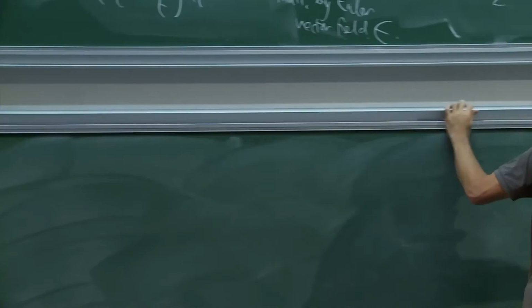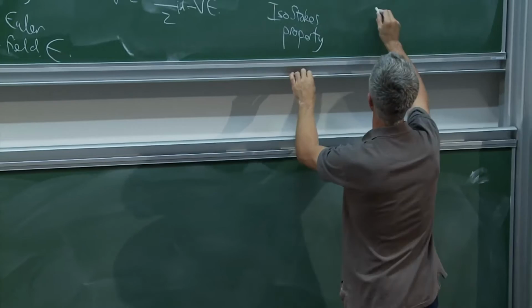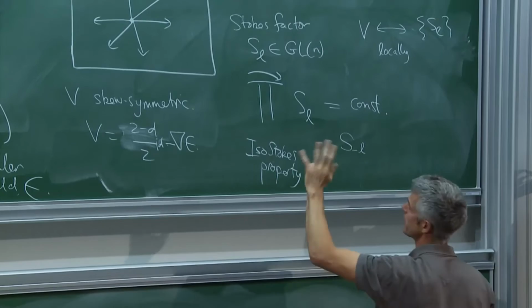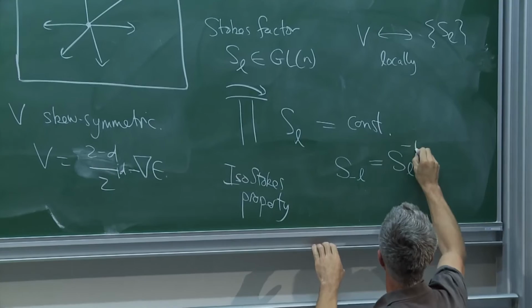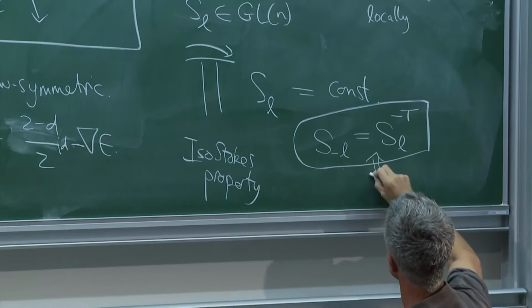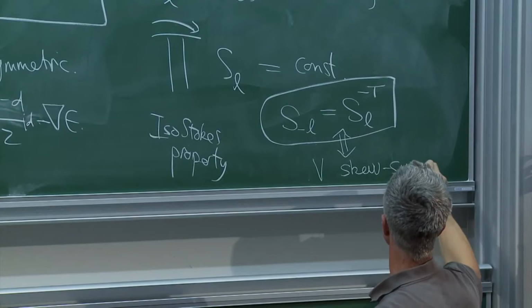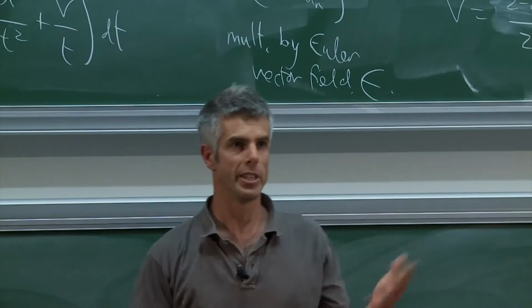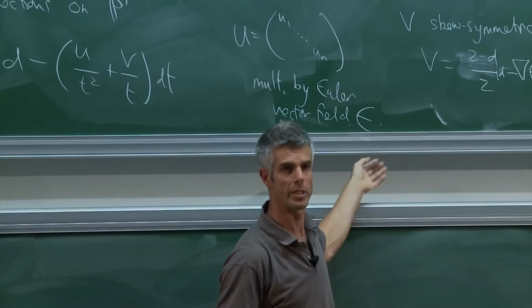Oh yeah, there's one other thing that you have in this Frobenius manifold picture: if you go to the negative Stokes ray, you can go to the opposite Stokes ray. This is the same matrix, except it's inverse transpose. You have this property, and this is the same thing as saying that V is skew symmetric. In other words, you could consider other connections where V wasn't skew symmetric. You would get Stokes factors, and they wouldn't satisfy this. But in this quantum cohomology picture, you always have this happy thing going on.